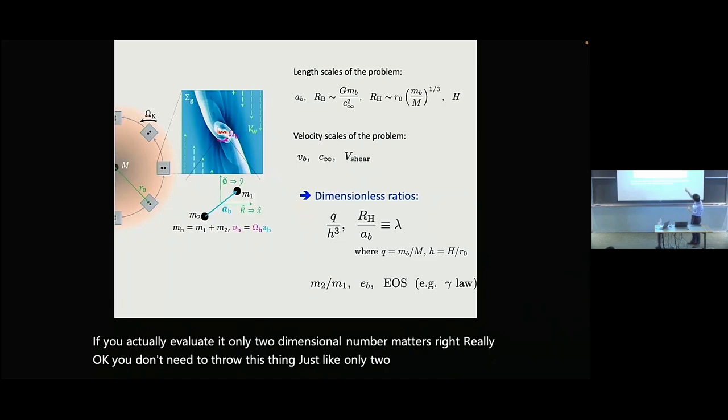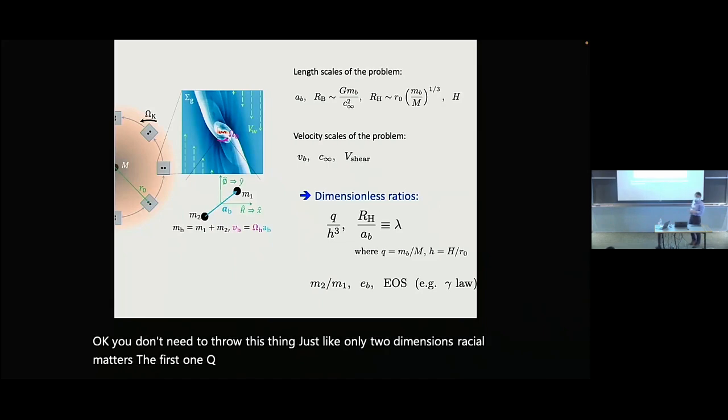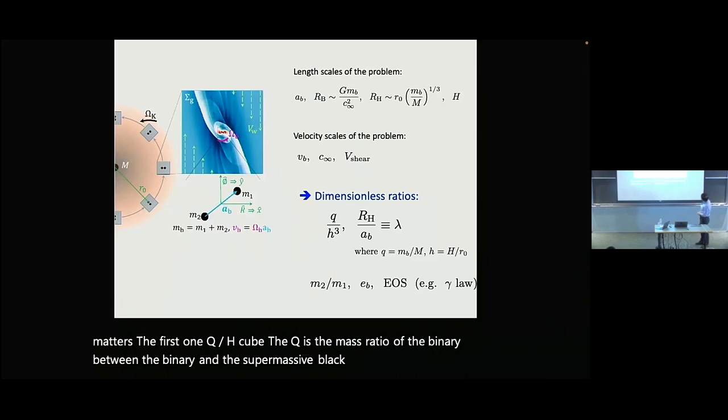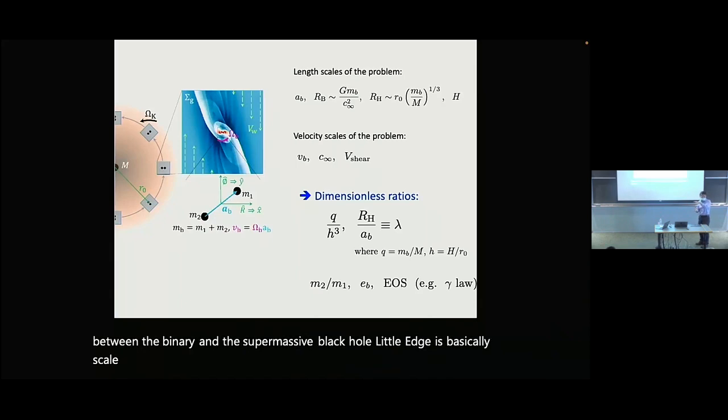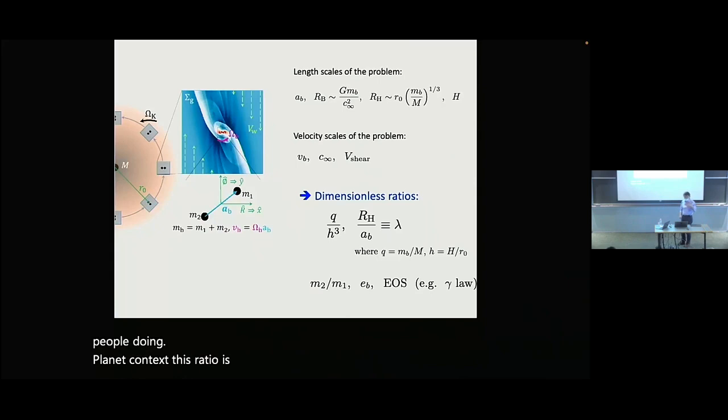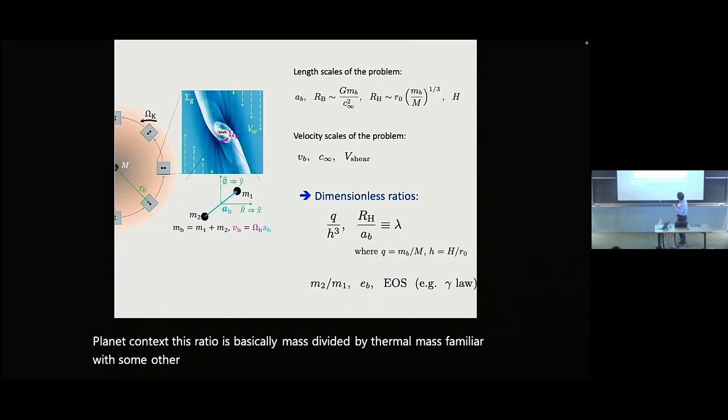The first one is q over h cubed. The q is the mass ratio between the binary and the supermassive black hole. Little h is basically the scale height of the background disk, so it's related to the temperature. So this is one parameter. For people doing planet contexts, this ratio is basically mass divided by thermal mass. Some people are probably familiar with this kind of ratio, okay?